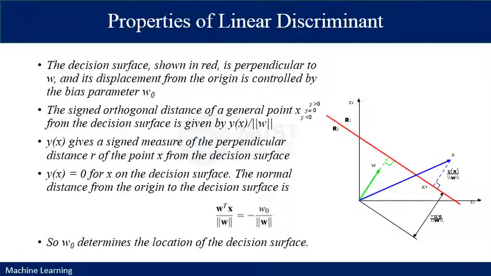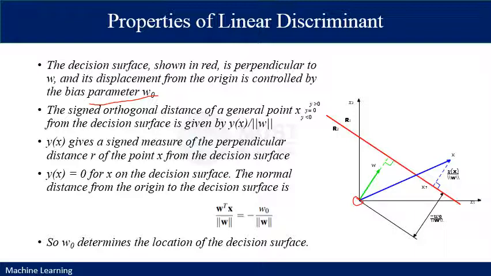So here are some properties of the linear discriminant, and the main feature of the linear discriminant is that it has a decision boundary. The decision surface here is shown by the red line, which is perpendicular to our weight vector w, and its displacement from the origin is measured and controlled by our bias parameter w0.